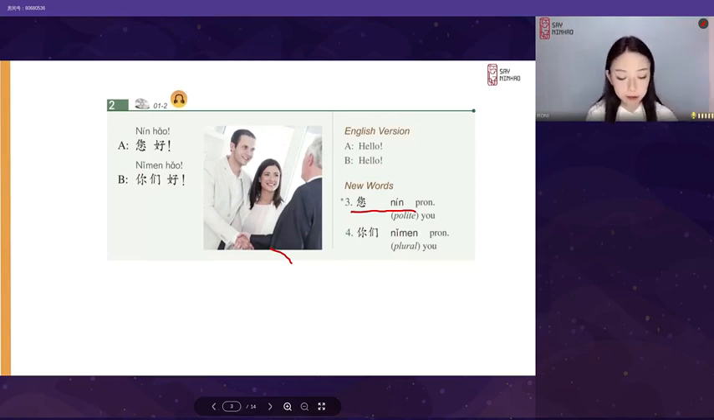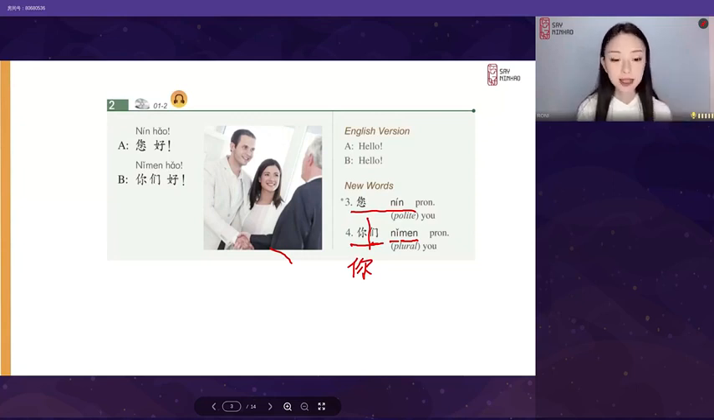Okay, this is nin. Next one, 你们, two characters. First one is ni. We all know that means you. And next one is men. We can see there is no tone mark on this pinyin, which means this is a neutral tone. So for the neutral tone, we should read it soft and quick. We shouldn't read it as man. Okay. So read after me, please. 你们. It means you, but plural. And only 你 means you, but singular, right? So 你们, plural. 你, singular.